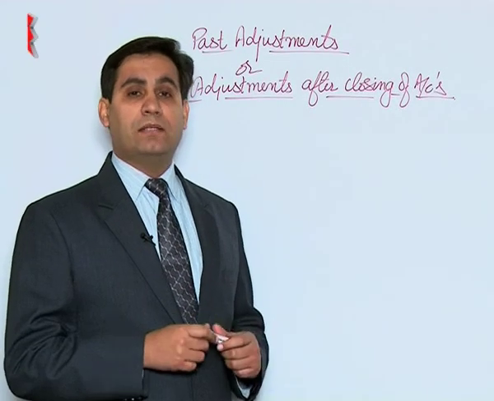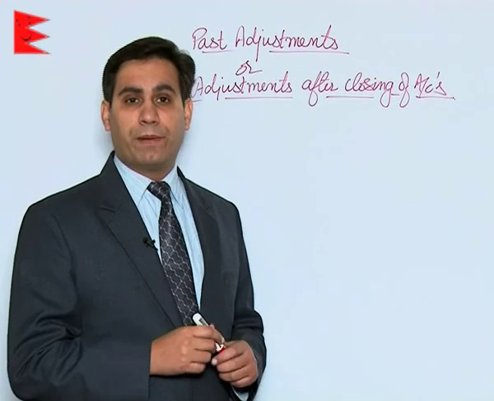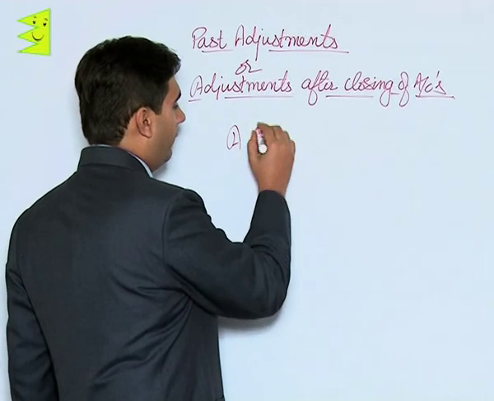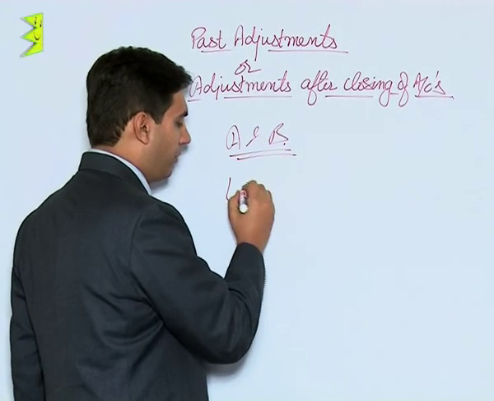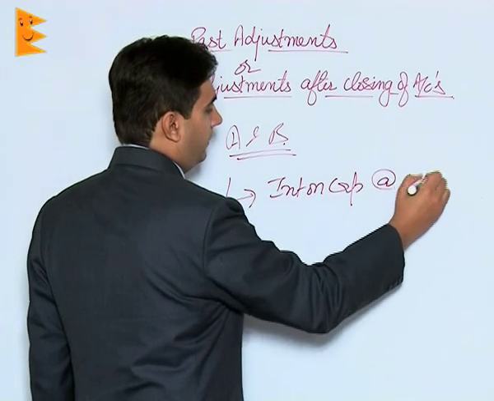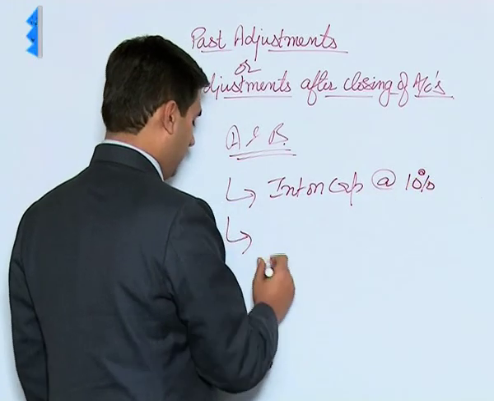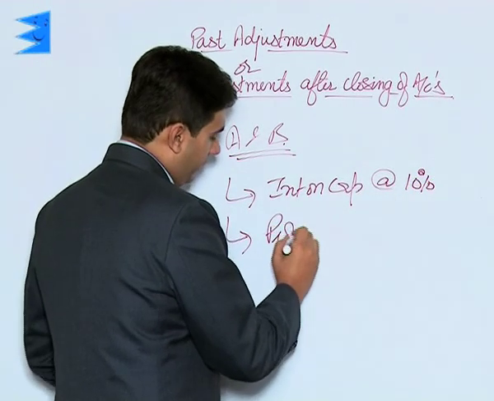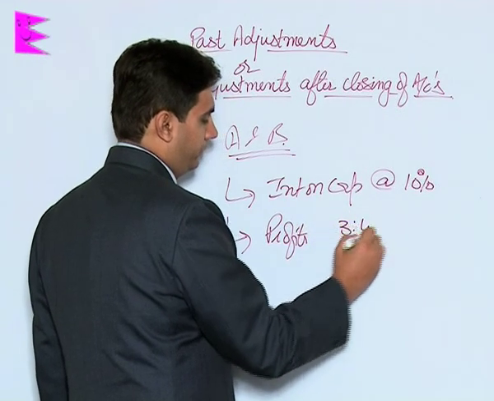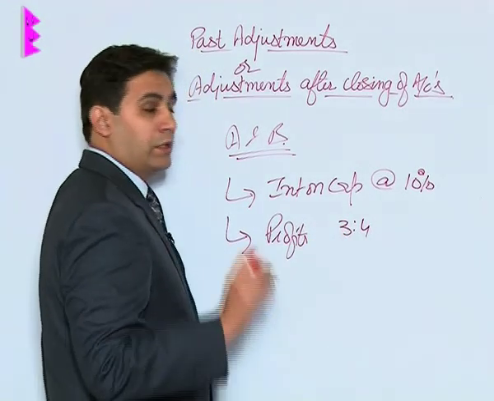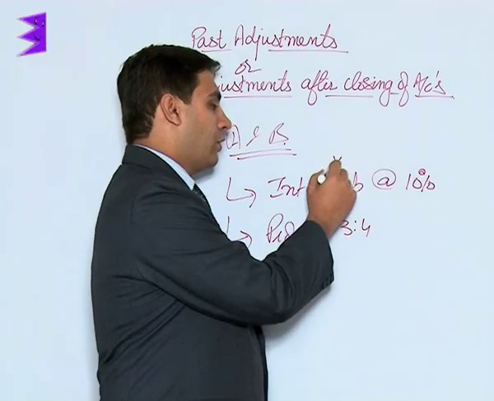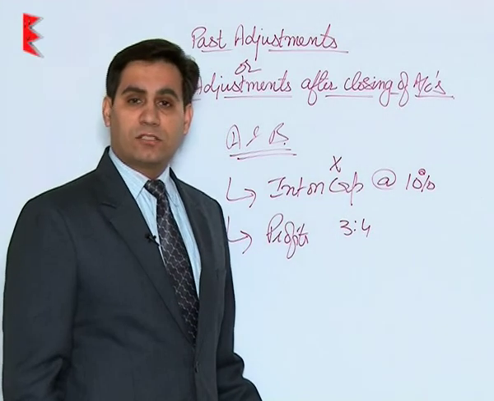So what actually is happening, let's say there is an agreement among two partners A and B. A and B are two partners and their partnership deed provides for interest on capital at 10%. And nothing else is there. Thereafter, profits are to be divided in the ratio of, assumingly, 3:4. Let us take a scenario that your accountant has forgotten to give effect to interest on capital.